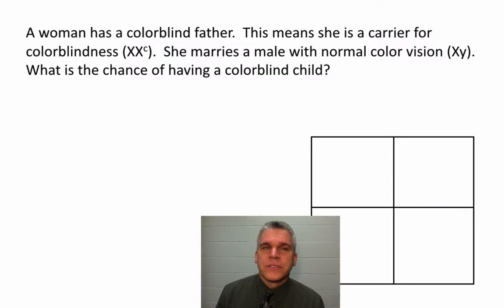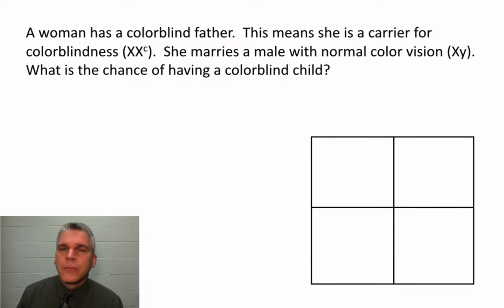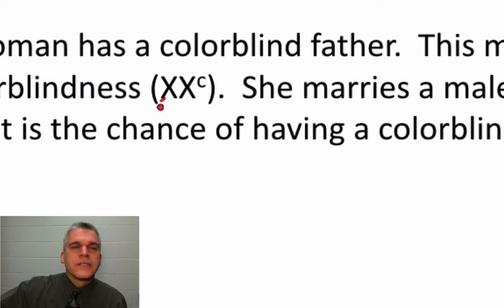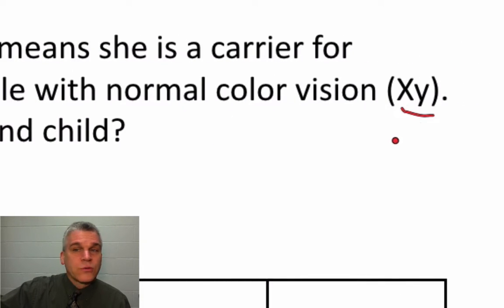So let's do a couple examples of this. It says the woman has a colorblind father. This means that she is a carrier for color blindness. Now notice, we need to show the chromosomes. So we're going to show X's and Y's, but we also need to show that they have that allele. Now typically we only show the recessive allele on the chromosome, and we use that as a superscript. So for instance, here we can see females have two X chromosomes, and there's the superscript C to represent the colorblind allele. Males are XY.